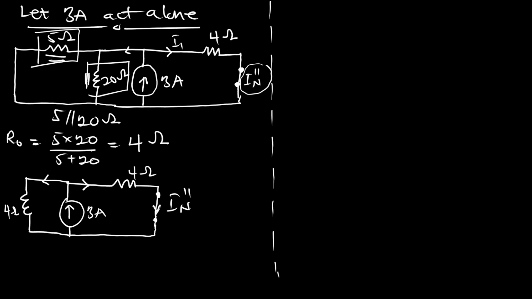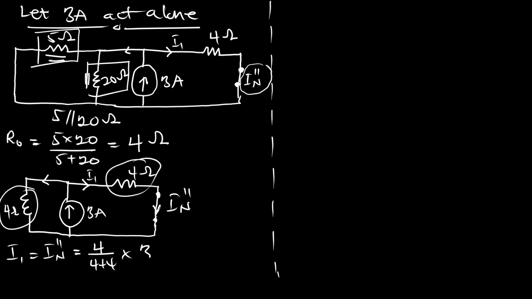So here we are interested in the current in the 4. Fortunate for us, this is also 4. So I'll call this current my I1. So I1, which is the same as the Norton's current prime, is the same as, from the current divider, 4 on 4 plus 4 multiplying 3. And you can see that that is going to be 1.5 amperes.